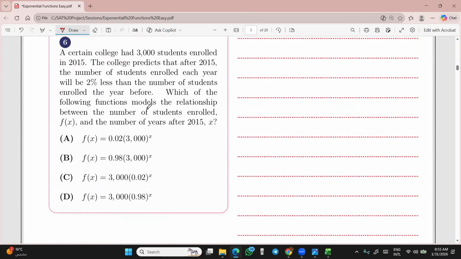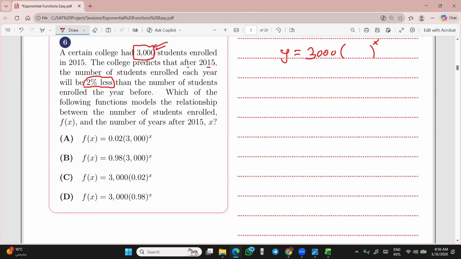Question number 6. A certain college had 3,000 students enrolled in 2015. This is the beginning. In 2015, we start at 2015, which means we have to write this instead of a. So y is equal to 3,000 instead of a. And then we can think about b to the power of x. The college predicts that after 2015, the number of students enrolled each year will be 2% less.